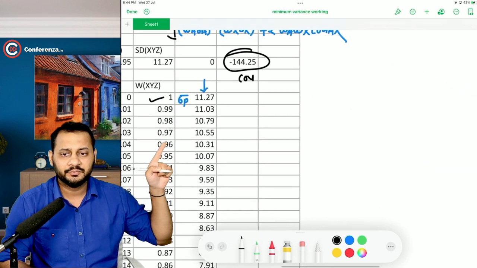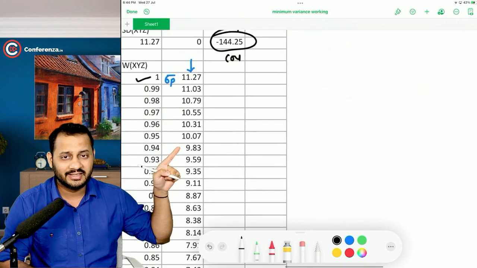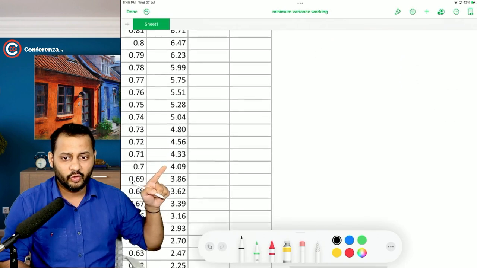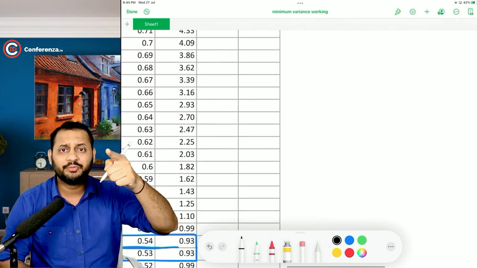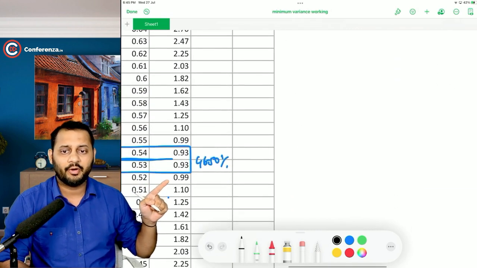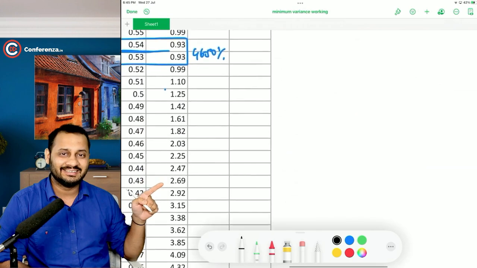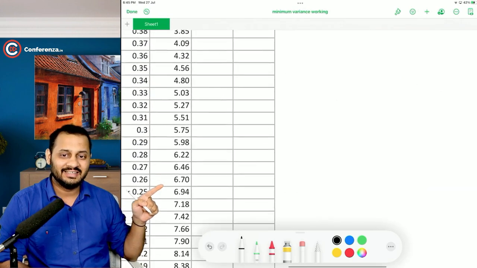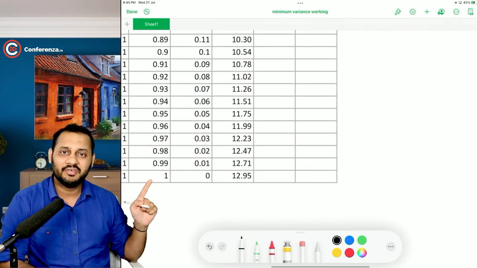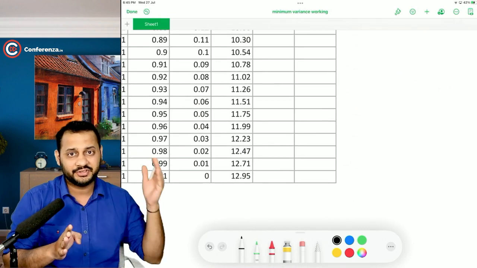Now if we keep on changing the weights, we can see that gradually the portfolio risk is decreasing. What is the objective? Minimum risk. It comes to 1, 0.99, 0.93, 0.93, 0.99. Now from this point onwards, you can clearly see the risk is again increasing, and it goes up to 12.95, which was the standard deviation of ABC. So this becomes the range, from this standard deviation to that standard deviation.